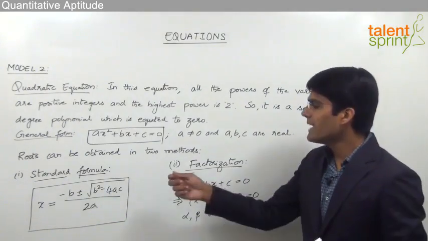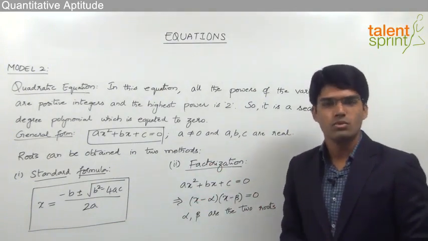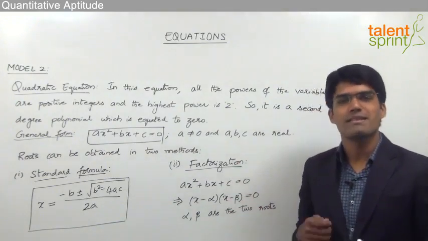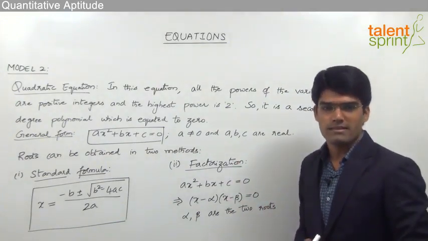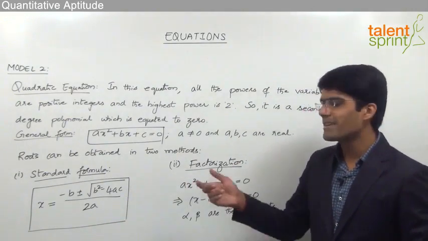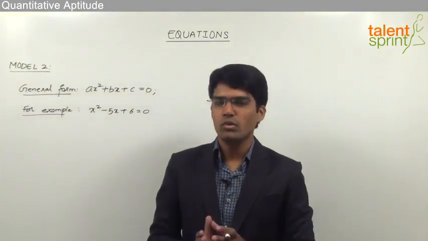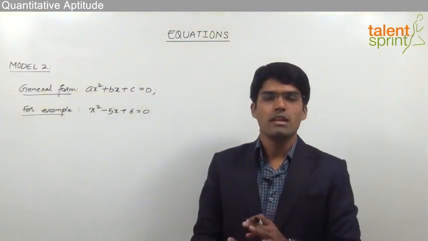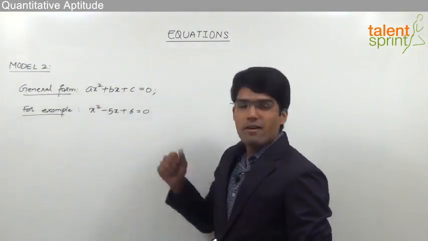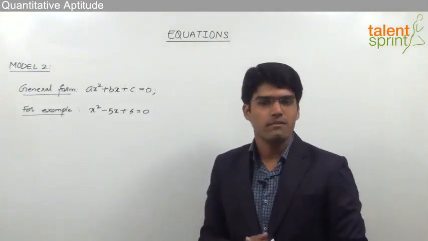So friends, we can apply any of these two methods to solve the given quadratic equation and obtain the two roots. But remember friends, factorization of the given quadratic equation may sometimes become a complicated task. So in such cases, we can use the standard formula and obtain the answers in a straightforward manner. Let us now take an example and understand how to solve the given quadratic equation in both the different methods. As we have learned, the general form of a quadratic equation is ax squared plus bx plus c equals to 0.